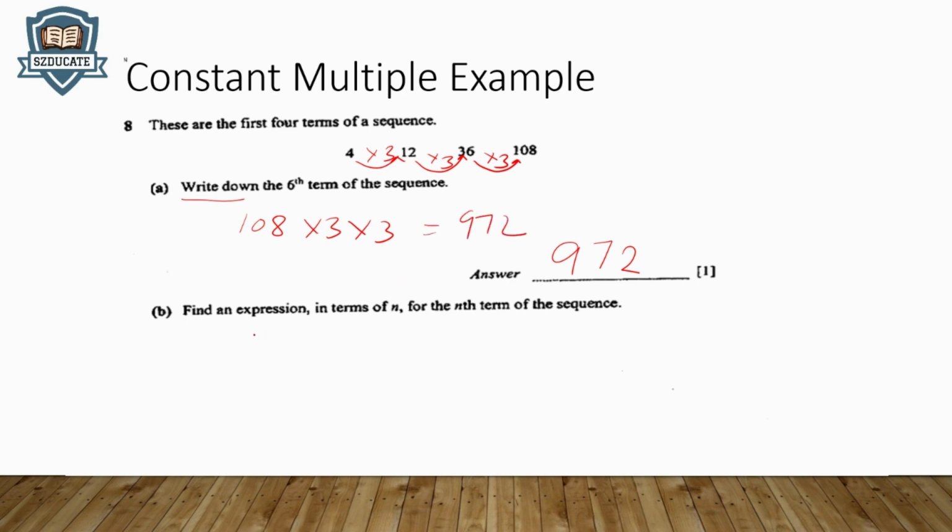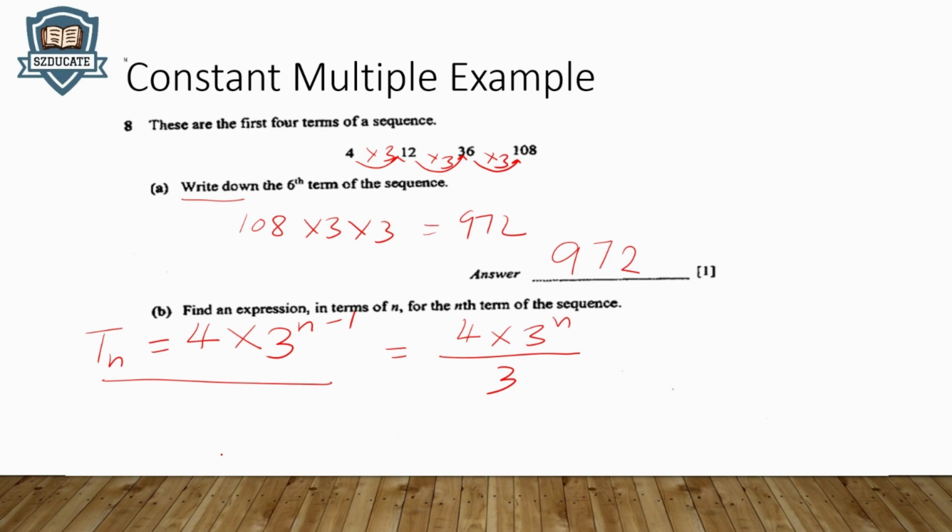Now, find an expression in terms of n for the nth term. Same thing here. The first term is 4, and I multiply by 3 all the time. Remember, for the nth term, I only need to multiply by 3 n minus 1 times. So Tn is equal to 4 times 3 to the power of n minus 1. If you're uncomfortable with this n minus 1, you can adjust it into 4 times 3 to the power of n and use your indices law to bring the 3 down. But I don't see the need to. This is good enough.